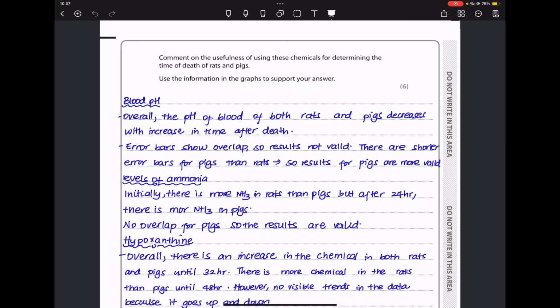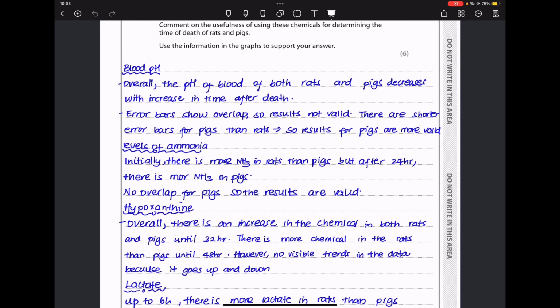So I answered this one graph at a time. I began with the pH graph. Overall, the pH of blood of both rats and pigs decreases with increase in time after death. Error bars show overlap, so the results are not valid. There is a shorter error bar for pigs than for rats, so the results for pigs are more valid in comparison to those for rats.